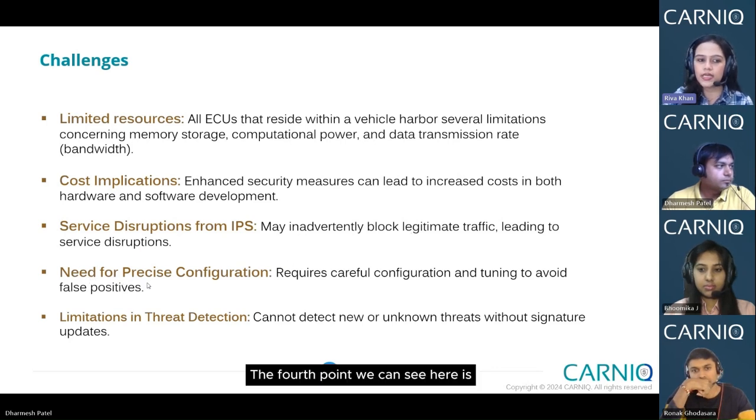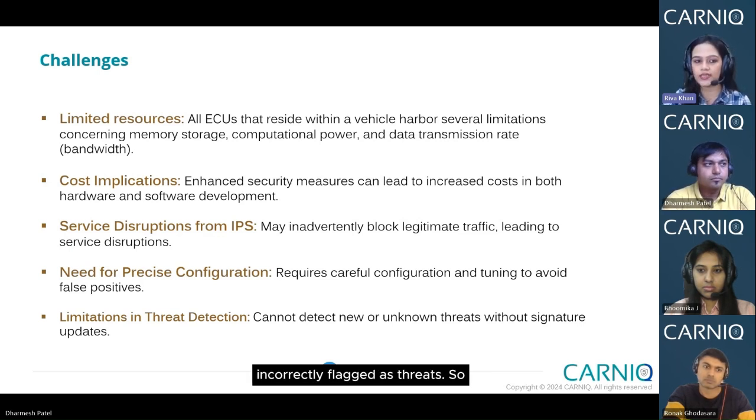The fourth point we can see here is the need for precise configuration. Effective deployment of the IPS requires meticulous configuration in order to avoid a large number of false positives, where false positives are nothing but safe activities which are incorrectly flagged as threats. This process involves understanding the vehicle's communication patterns and adjusting the IPS to accurately distinguish between genuine threats and legitimate operations, ensuring reliable protection without unnecessary disruptions.